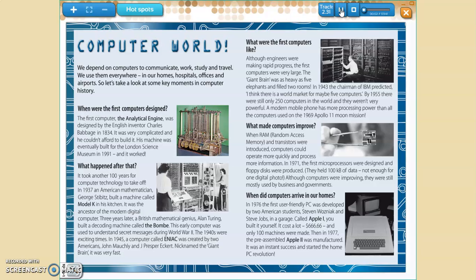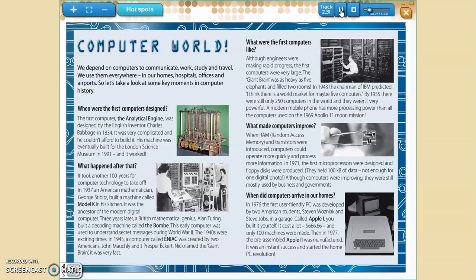Computer world. We depend on computers to communicate, work, study, and travel. We use them everywhere, in our homes, hospitals, offices, and airports. So let's take a look at some key moments in computer history. When were the first computers designed? The first computer, the analytical engine, was designed by the English inventor Charles Babbage in 1834. It was very complicated, and he couldn't afford to build it. His machine was eventually built for the London Science Museum in 1991, and it worked.